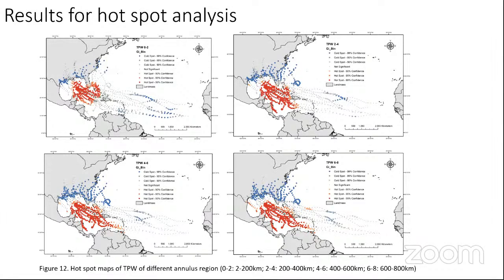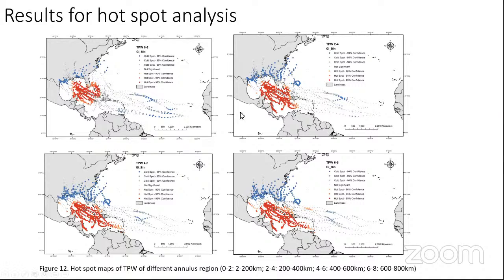These are the results for the hotspot analysis. From this figure, we can clearly see that there are mainly 2 colors. The red one represents the hotspots, and the blue one represents the cold spots. The darker the red, the higher the confidence level, and also the darker the blue, the higher the confidence level.